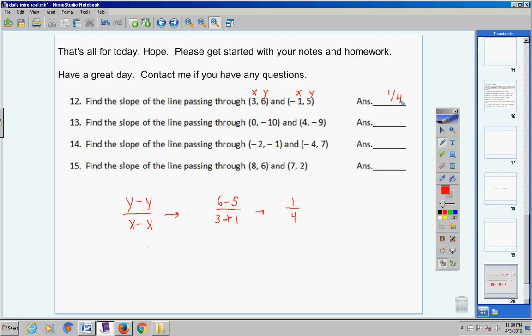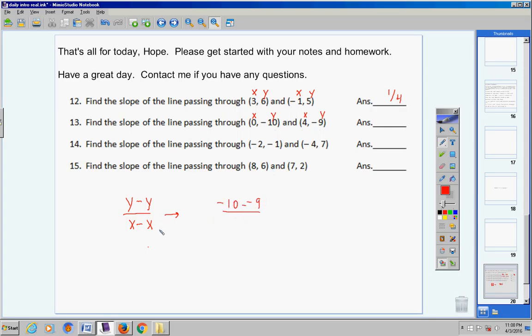Okay, let's try the next one here. Alright, here we go. Y minus y. Here's your x. Here's your y. Here's your x. Here's your y. Negative 10 minus a negative 9.